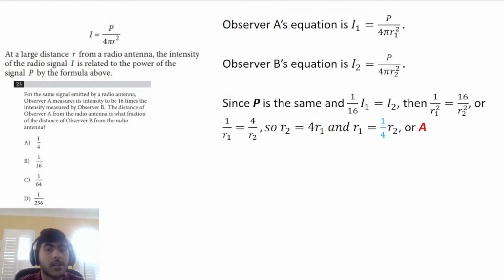We can say that I1 is P over 4 pi R1 squared and I2 equals P over 4 pi R2 squared. Now we know that I2 equals 1/16 of I1, and we know that the power is the same, and we're trying to find the ratio of the distances. So we know that 1 over R1 squared equals 16 over R2 squared, or 1 over R1 equals 4 over R2, so R2 is 4 times R1, and R1 is a fourth of R2. Therefore, the distance of observer A from the radio antenna is a fourth of the distance of observer B from the radio antenna, which is answer choice A.